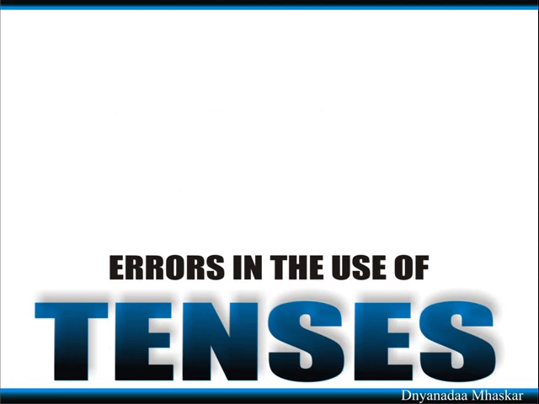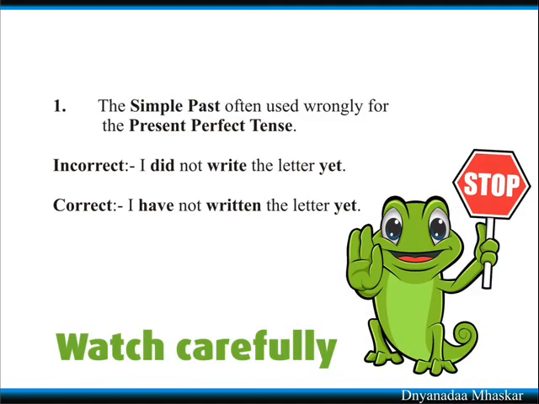In the few upcoming slides, we are going to see the errors that we make while we use the tenses. When we make errors, the sentence goes wrong. So let us see the errors and how to avoid making them. The first error, the simple past often used wrongly for the present perfect tense. See the incorrect sentence. I did not write the letter yet. The correct sentence is I have not written the letter yet.